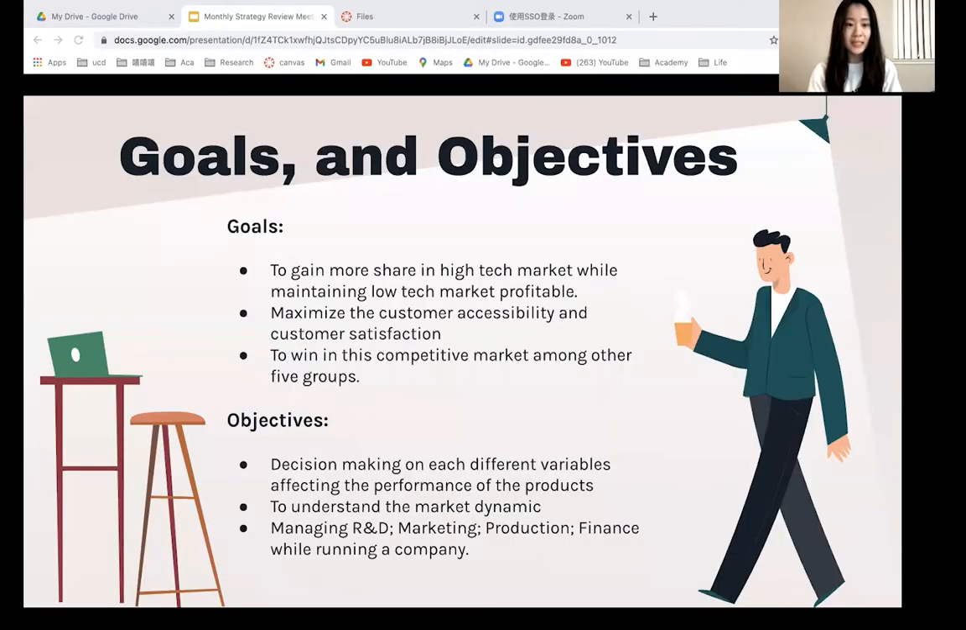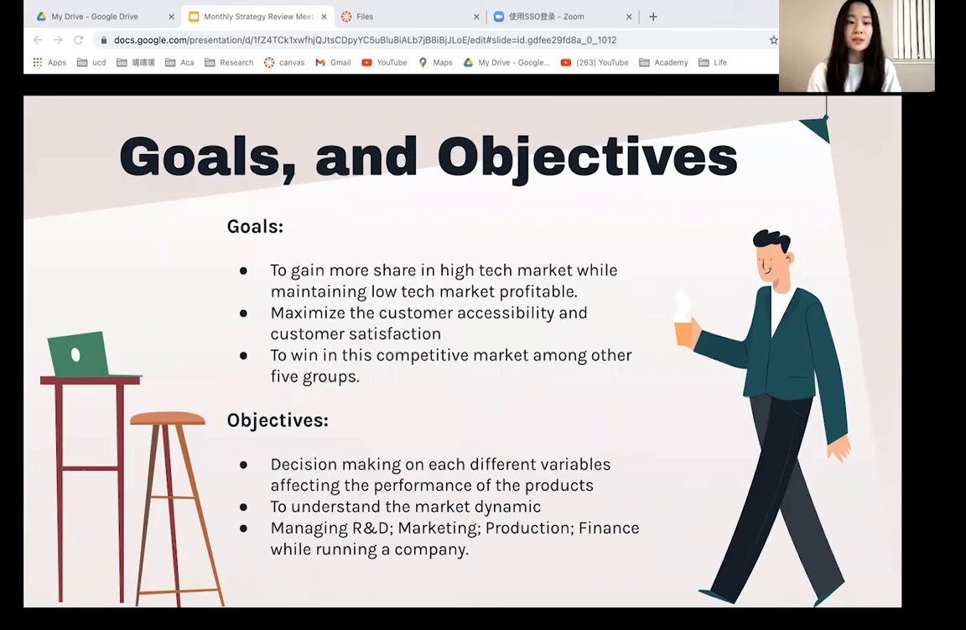Our company has 3 goals. First, we want to gain more share in the high-tech market while keeping the low-tech market profitable. Second, we want to maximize customer accessibility and customer satisfaction. Third, we want to win in this competitive market among the other 5 groups.